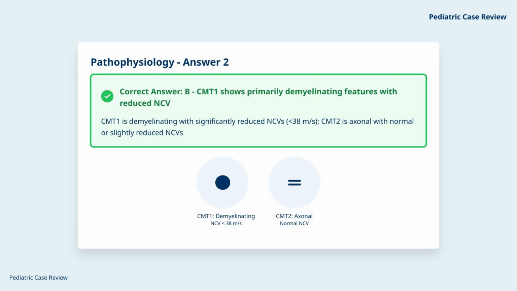Charcot-Marie-Tooth type 1 shows primarily demyelinating features with reduced nerve conduction velocity. This is a key distinction between the major types of Charcot-Marie-Tooth disease. Type 1 forms are demyelinating neuropathies with significantly reduced nerve conduction velocities, typically below 38 meters per second in upper limbs, while type 2 forms are axonal neuropathies with normal or only slightly reduced conduction velocities.